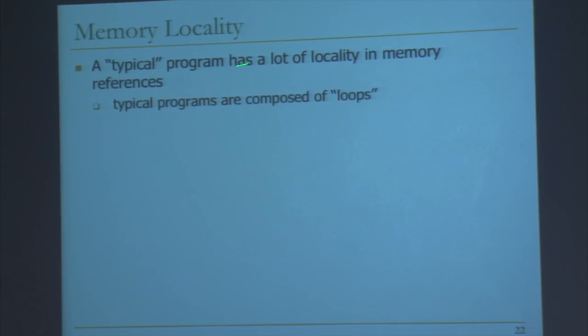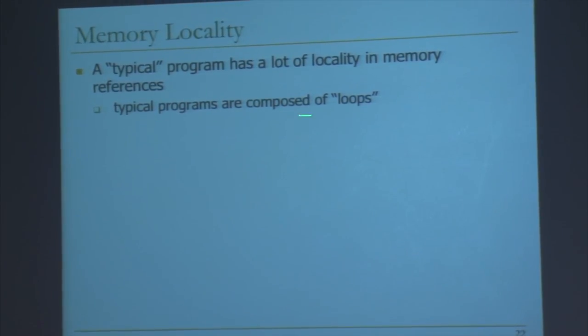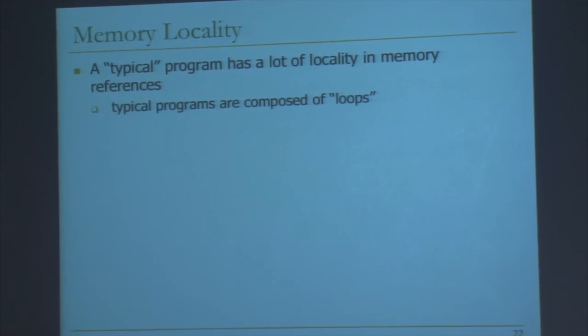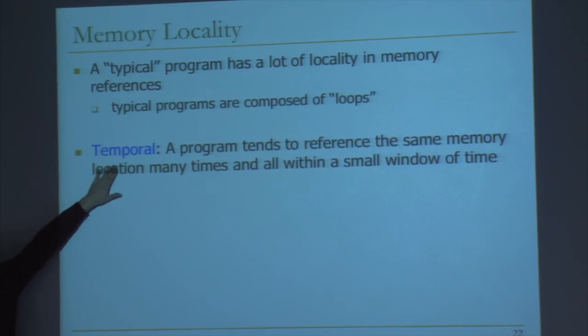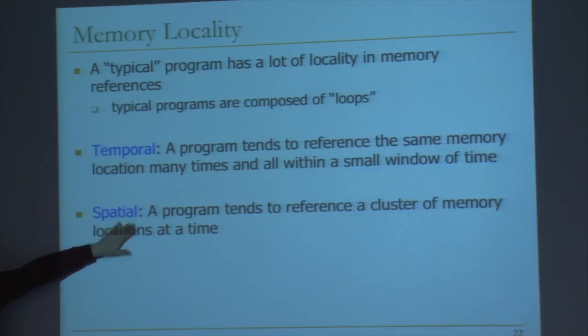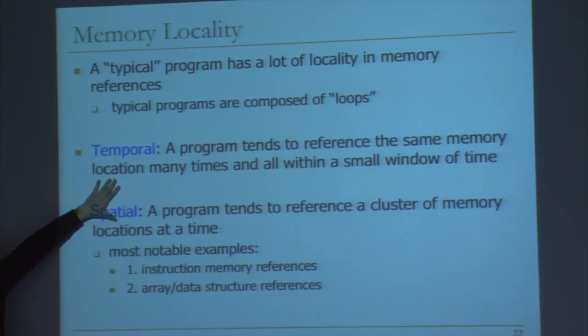Memory locality exists because a typical program is composed of loops. So you iterate over the loops, and you do very similar things. Temporal locality means that a program tends to reference the same memory location many times and all within the same small window of time. So for example, if you're using a value from the stack and you keep reusing it, you have good temporal locality. Registers work because temporal locality exists. Spatial locality: a program tends to reference a cluster of memory locations at a time, memory locations that are close by to each other in memory space. And both of these lead to caching, basically.